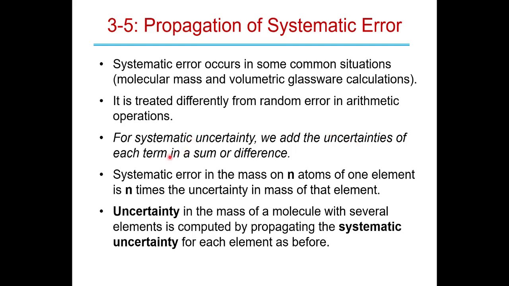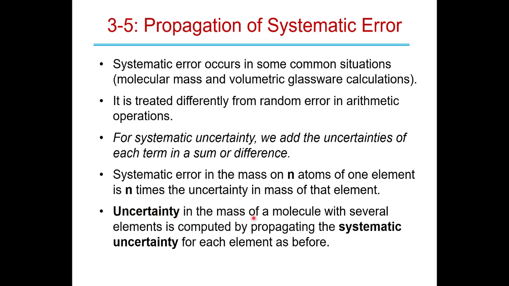So let's say that we have the systematic error on the mass of some atom. We're trying to calculate the molar mass, which is made up of n atoms of that element. So the uncertainty in the mass of that element is going to be n times the uncertainty in the mass of one of those atoms. Basically, we add the uncertainty of each atom together: the uncertainty of atom 1 plus the uncertainty of atom 2, and so on. So we get a bigger uncertainty that way.